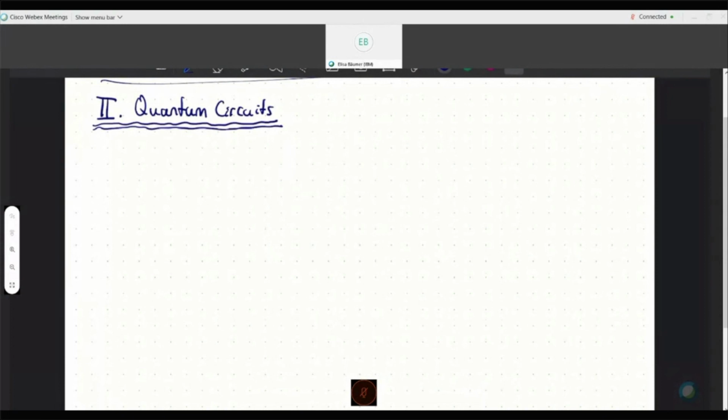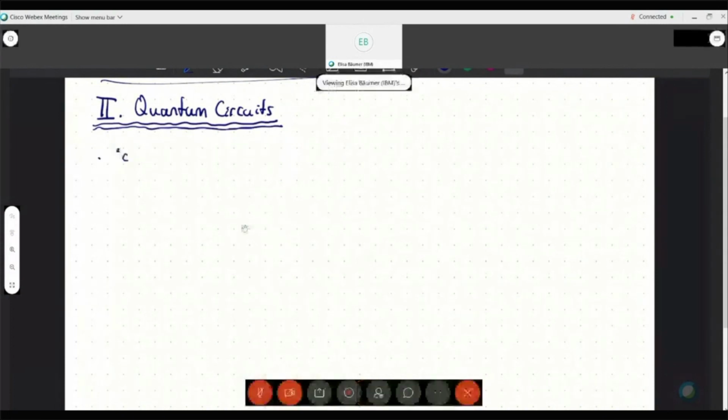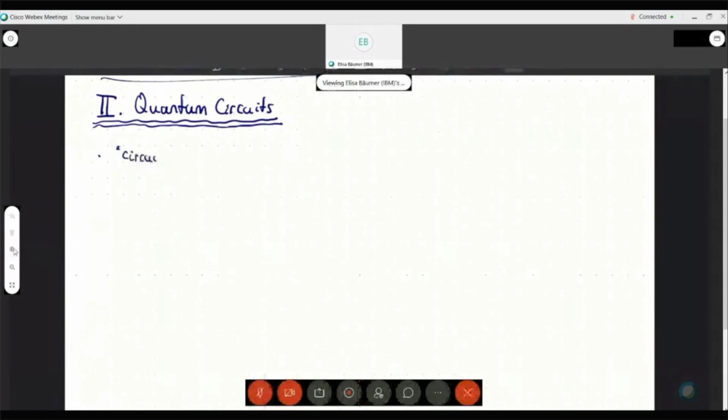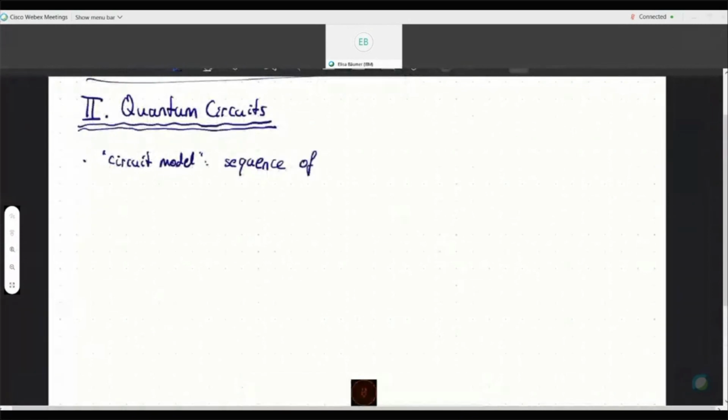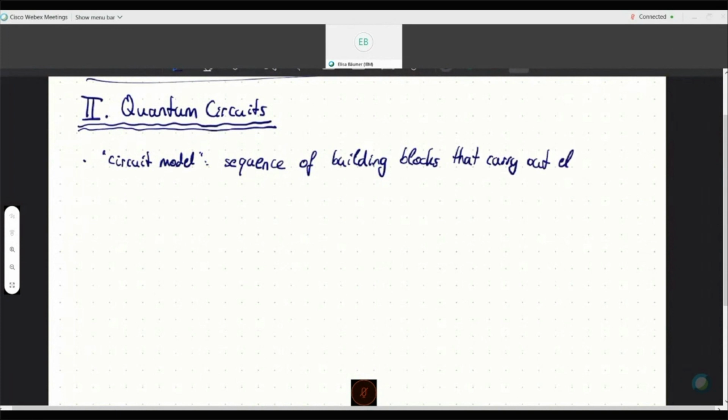Let's continue with quantum circuits. What we use to describe quantum circuits is what we call a circuit model, which is a sequence of building blocks which carry out our computations. And those we call gates.